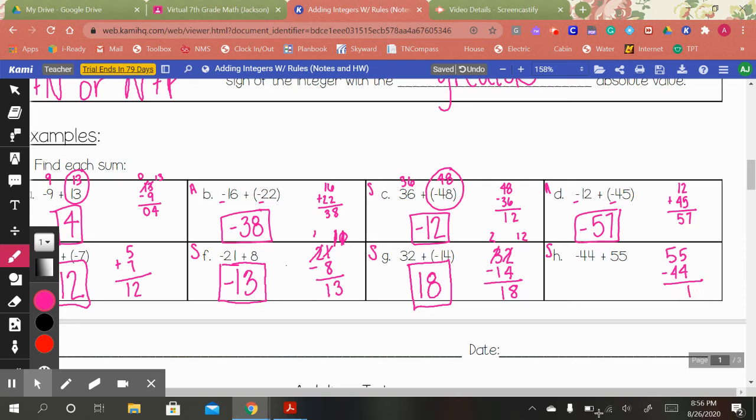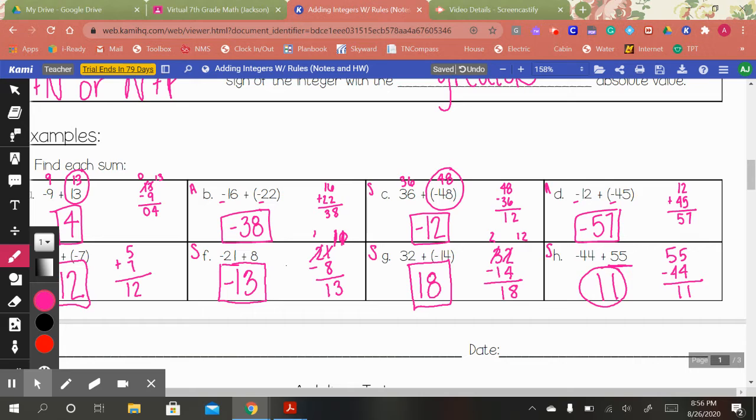5 minus 4 is 1. 5 minus 4 is 1. I have 11. And 11 is going to stay positive because 55 has a greater absolute value than negative 44. All right, guys, that completes the notes for today.